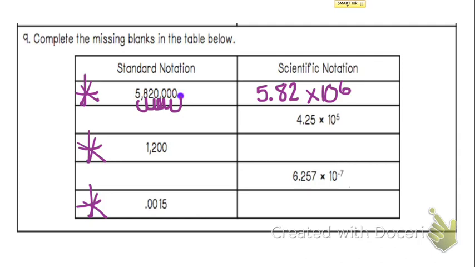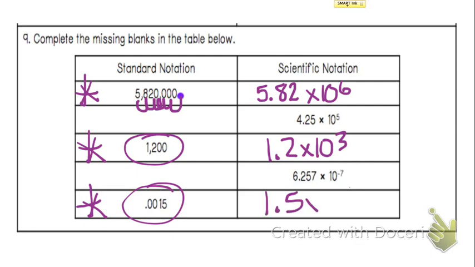Okay, I'm going to go ahead and let you do 1200 and 0.0015 on your own. So 1200 written in scientific notation would be 1.2 times 10 to the 3rd power. And 0.0015 written in scientific notation is going to be 1.5 times 10 to the negative 3rd power.